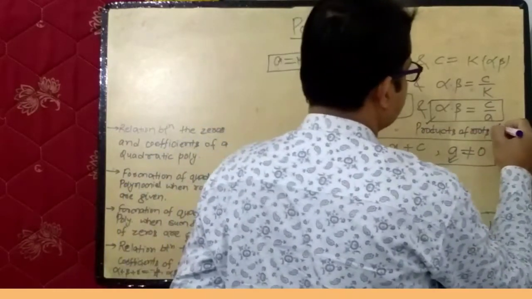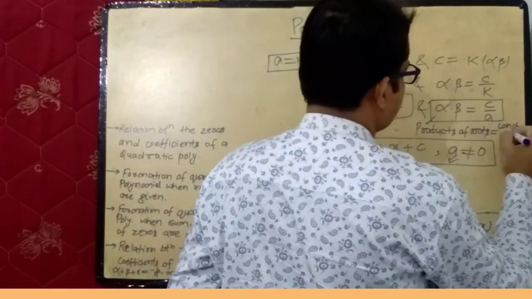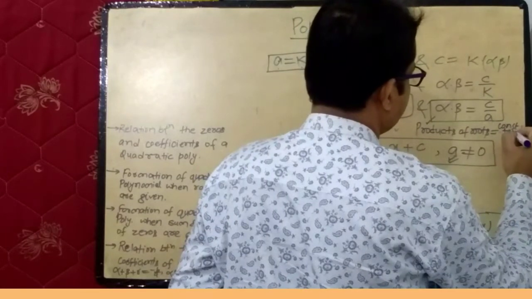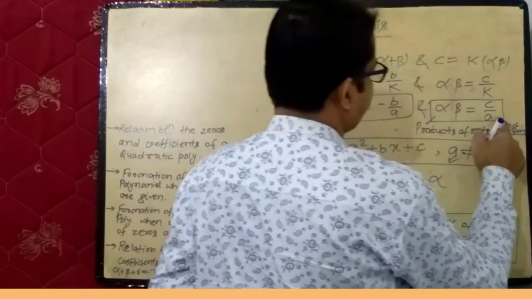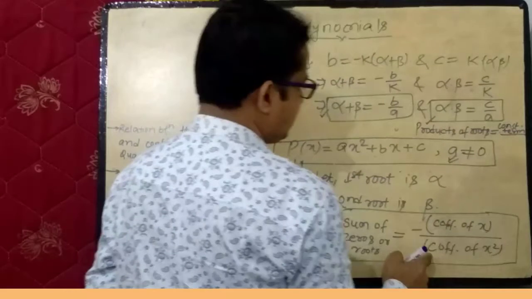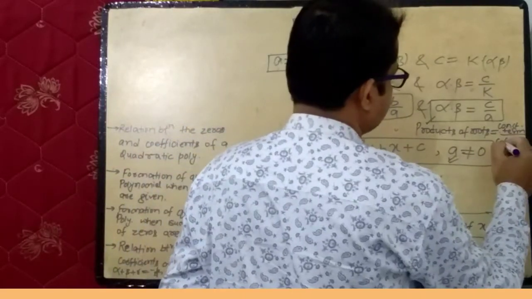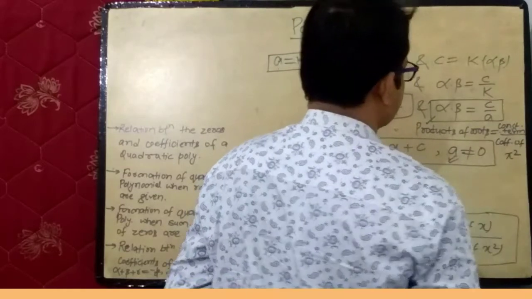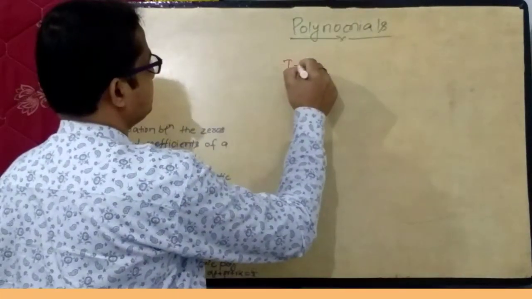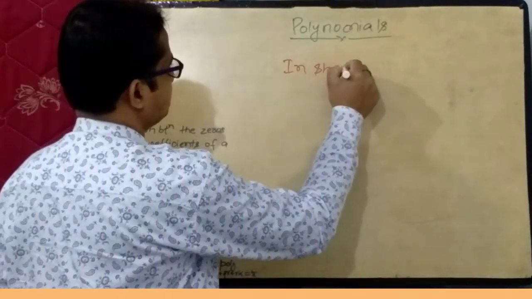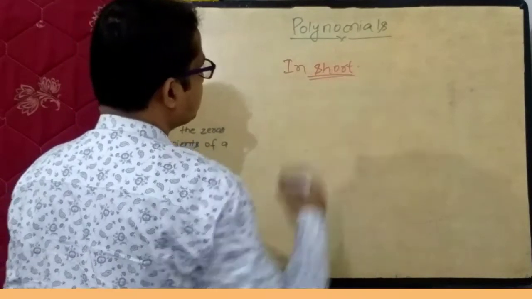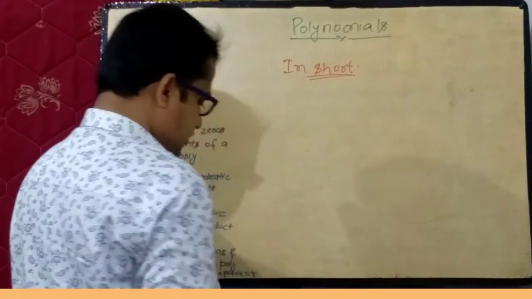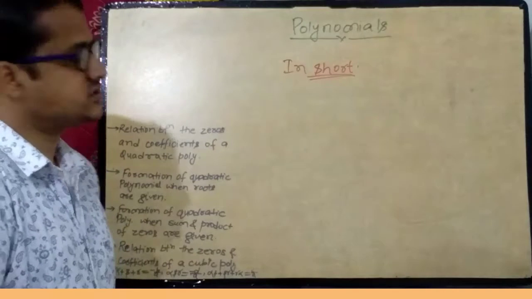That is, constant term upon a. What is a? A is the coefficient of x square. In short, you don't have to remember the previous derivation.